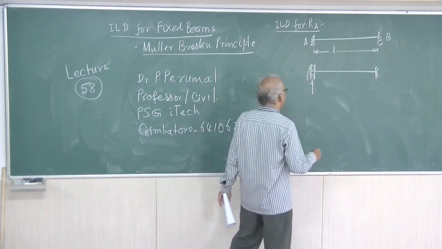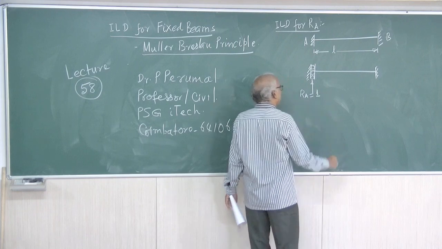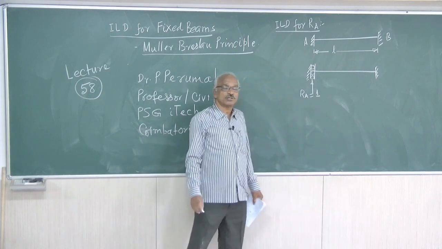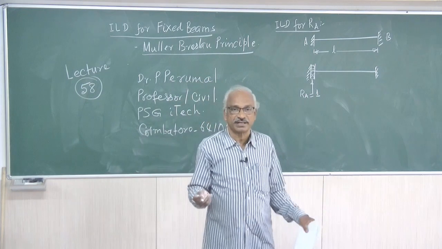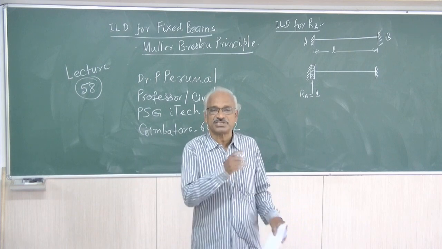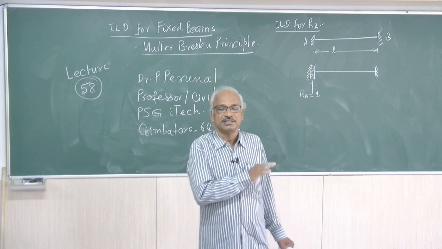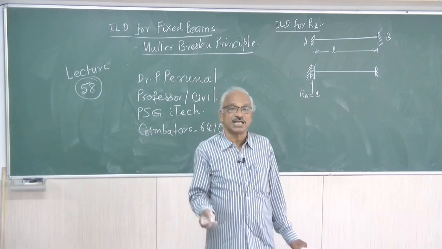Right. Now you have to apply RA equal to unity. Then you have to apply the unit value of the force for which the influence line diagram is required. So that is the basic concept in the Muller-Breslau principle. The additional precaution here is you have to retain the moment carrying capacity. This we have done in the case of continuous beams.